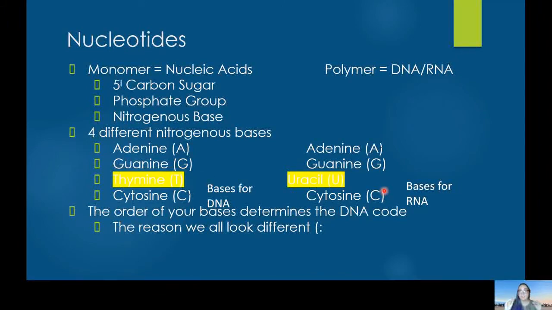And the order in which you see these nitrogenous bases in a sequence of DNA or RNA is what's going to tell you the DNA code. And that is why we all look different. The order of our adenines and guanines and thymines and cytosines is very different, and that is what makes you unique. That is what makes sure that you don't have this exact same DNA as somebody else, unless you're a clone, which I doubt.